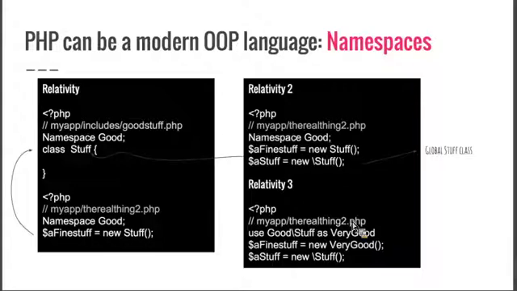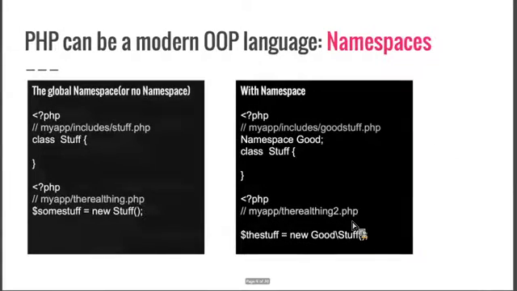I have this, again, namespace good, and then I tell it to create a new stuff. That one is still good new stuff. But if I use this backslash directly, new backslash stuff, I'm calling the global stuff class, the first one I created here.